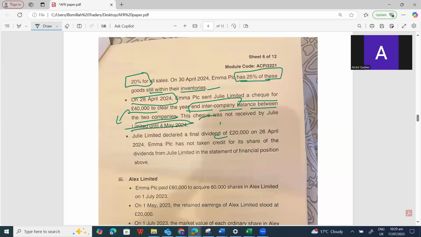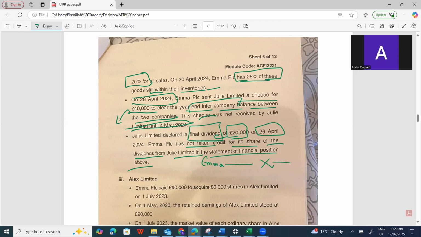About the final dividend. Declared a final to 26 April. Sorry, this is also before the year end. IMA Public Limited has not taken credit for its share of the dividends from Julie Limited in the statement of financial position above. So, first thing, these 20,000 has been declared as dividend by Julie Limited, but IMA Limited has not recorded it at all.